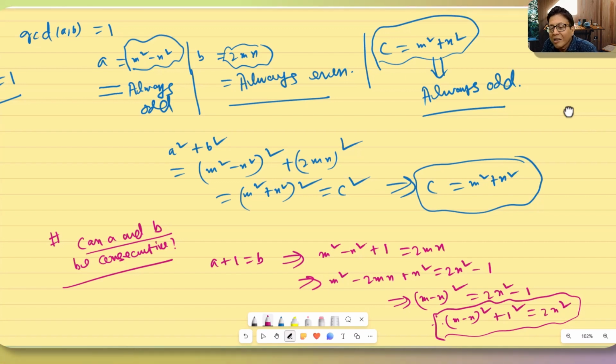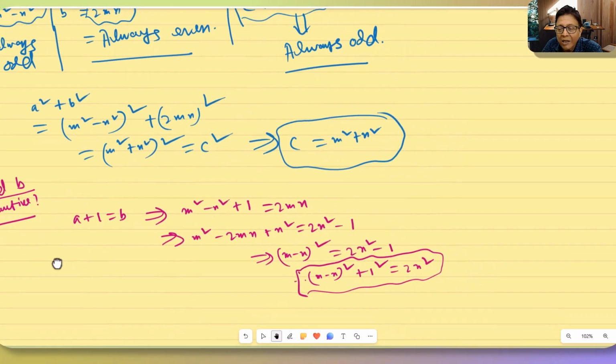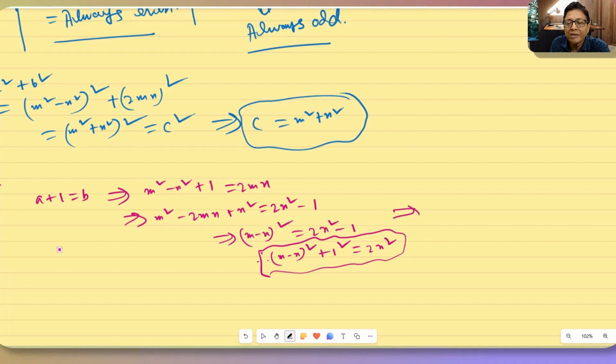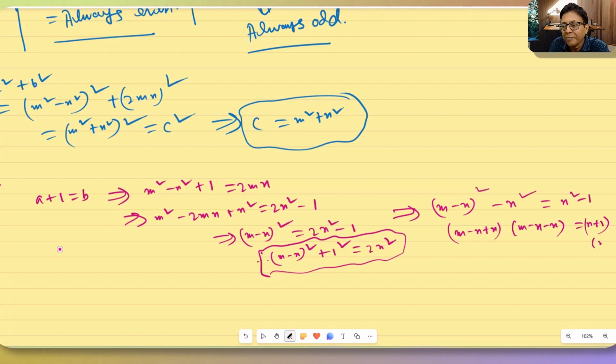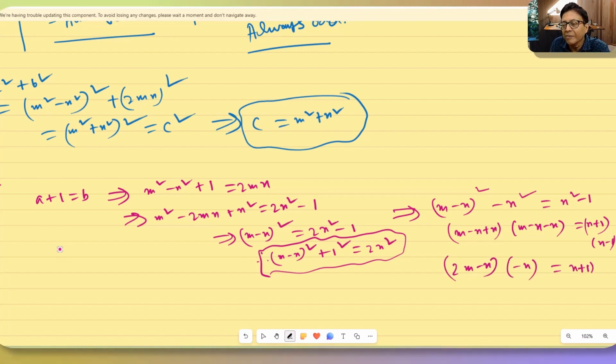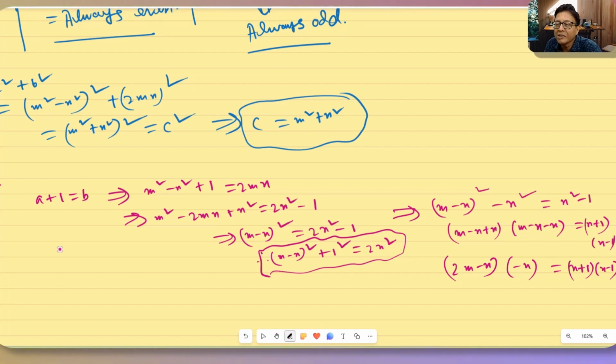Okay. What does this mean? You can get many derivations from there which claim that this is not possible at all. Here we can write that (m minus n) whole square minus n square is equal to n square minus 1. Isn't it? That is (m minus n plus n)(m minus n minus n), which is (n plus 1)(n minus 1). That is (2m minus n) into (minus n) equal to (n plus 1)(n minus 1).